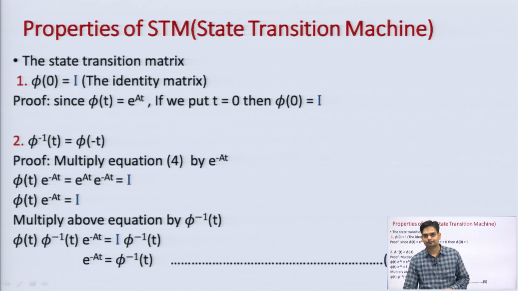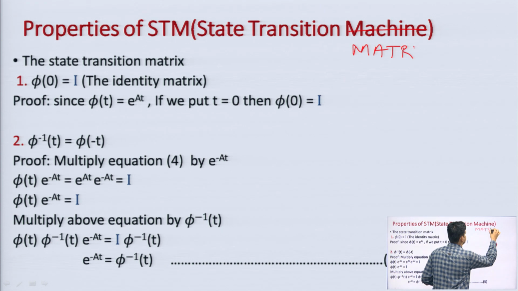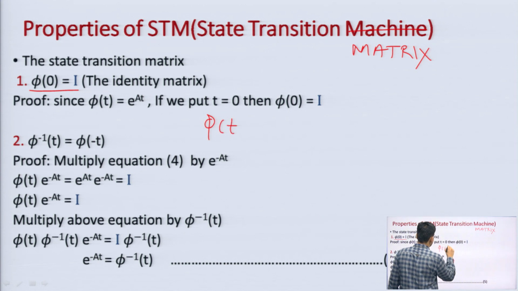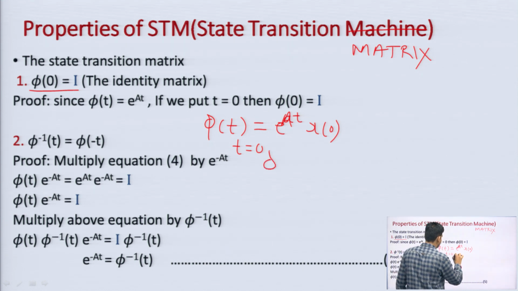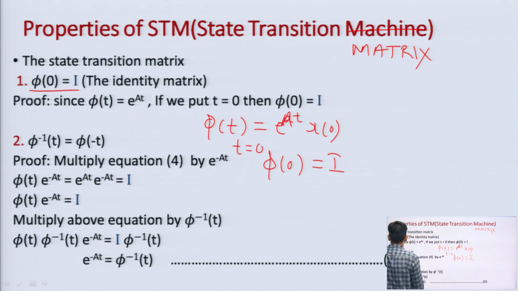Okay. So, now we will see the basic properties of the state transition matrix. It should be a matrix, basically. The various properties are here. If I put t equal to 0 in the phi(t) expression, if you remember, phi(t) is given by e^(At), the exponential of A t, applied to x0. If I put t equal to 0, that is the initial state, then phi(0) basically gives me what? The identity matrix I. This is my first property.